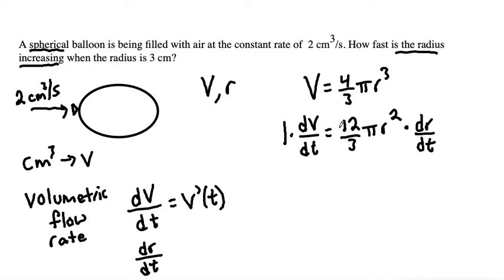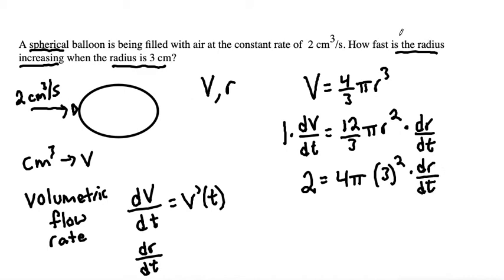Simplifying a bit, we know that dV/dt was given in the problem as 2 centimeters cubed per second, so we can plug that in as a 2. And 12 divided by 3 is 4, so 4 pi. Also, since we've taken our derivative, we can plug in what is happening at the instant we're interested in, which is the radius is 3 centimeters. So we'll plug in 3 for r, and we'll leave dr/dt because we're looking for how fast the radius is increasing, the change in radius with respect to time. Simplifying more, 3 squared is 9, and 9 times 4 is 36. So 2 is equal to 36 pi times dr/dt.